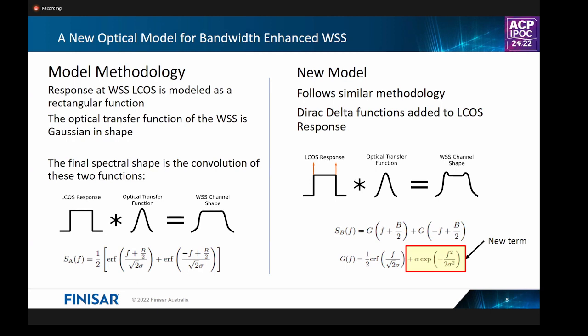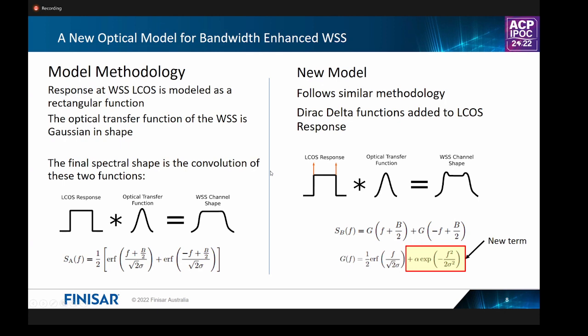I'll give you an overview very quickly of how the current model works. Basically, we start off with this rectangular shape here corresponding to the channel. Then we fold in the optical transfer function of the WSS itself, which is a Gaussian shape. Then we do a convolution of those two functions to give the final channel shape. And here is the expression.